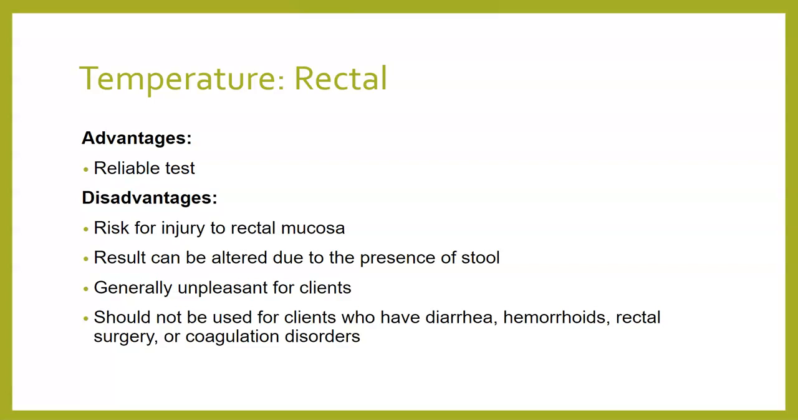But if we've tried a bunch of other methods, they're maybe reading extremely low, extremely high, we need to make sure it's accurate. Then we might move to a rectal temperature for adults. Shouldn't be used in clients who have diarrhea, hemorrhoids, rectal surgery, or coagulation disorders. Coagulation disorders are like clotting disorders, so we don't want to cause them to bleed.